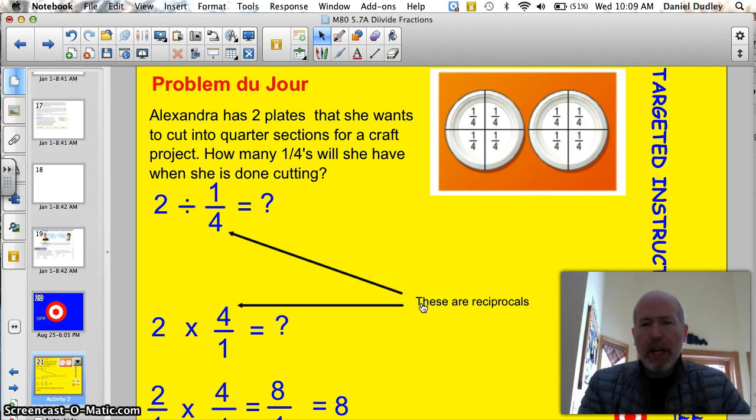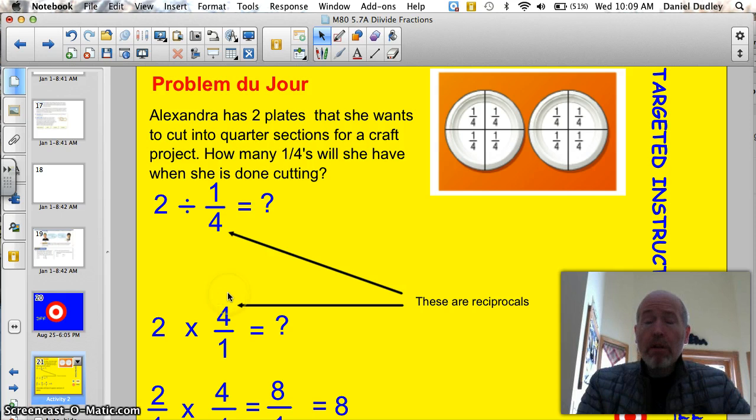Well, we can figure that out by just drawing a picture, right? Two plates cut into quarters, the answer is 8. But can you do it by multiplying or dividing fractions? Well, let's see. It would be dividing, right? Because we have 2 divided by 1/4.